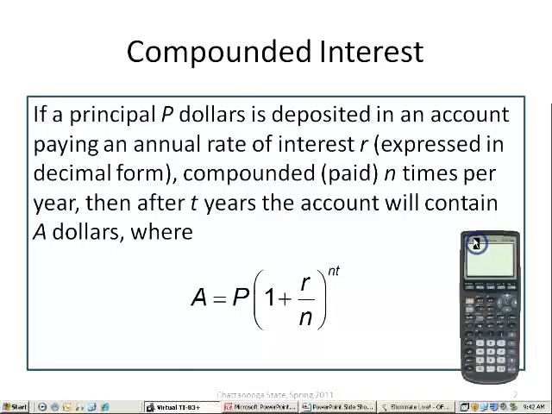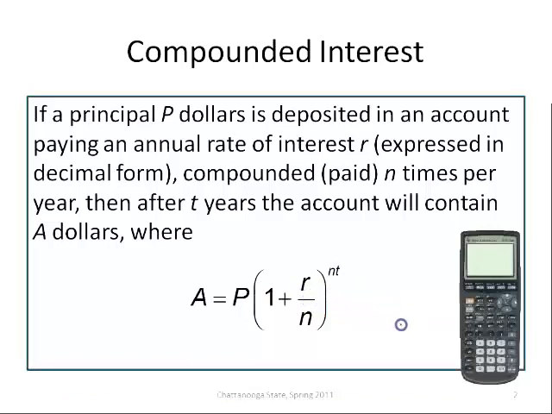The formula to find the amount in the account when interest is compounded is the principal, which is P, times 1 plus R over N, raised to the N times T power. Here N is the number of times each year that the interest is compounded. R is the interest rate. And T is the number of years.